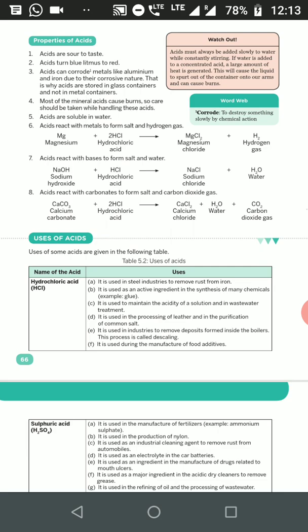So next, sulfuric acid. It is used in the manufacturing of fertilizers, for example ammonium sulfate. So in making the fertilizers, we use sulfuric acid. It is used in the production of nylon. To make the synthetic fibers also, we can use sulfuric acid.